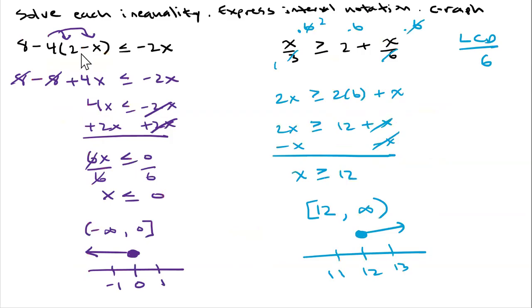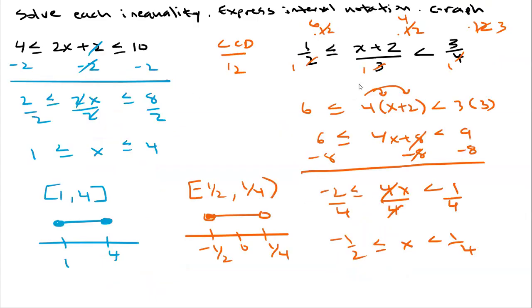Also, when you're solving, if you have a negative out here, you need to distribute that. Both of those two terms are going to change. So it was a positive 2, negative 4 times 2 is a negative 8 now. It was a negative x. Negative 4 times negative x becomes a positive 4x. And again, make sure you know how to solve the inequality, write it in interval notation, and know how to graph it.